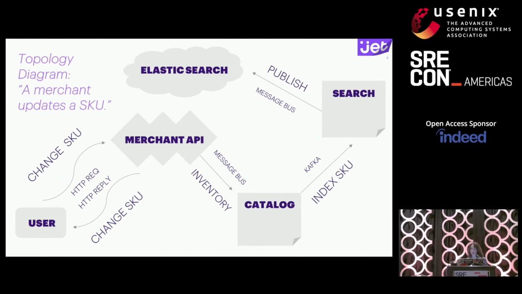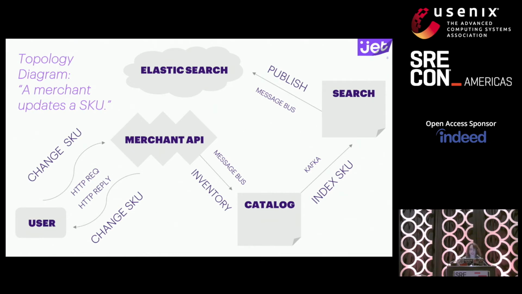That seems like a different style of interaction where we're not getting an acknowledgement. Then we're writing asynchronously to some Kafka topic, which Kafka is just a tool for distributed logging. So we're writing to this log to index a SKU, presumably, and then this is getting published to search over a message bus to Elasticsearch. Okay, great. So the merchant updates their SKU, and now we see it in search. This is the flow. This is what we want to trace.